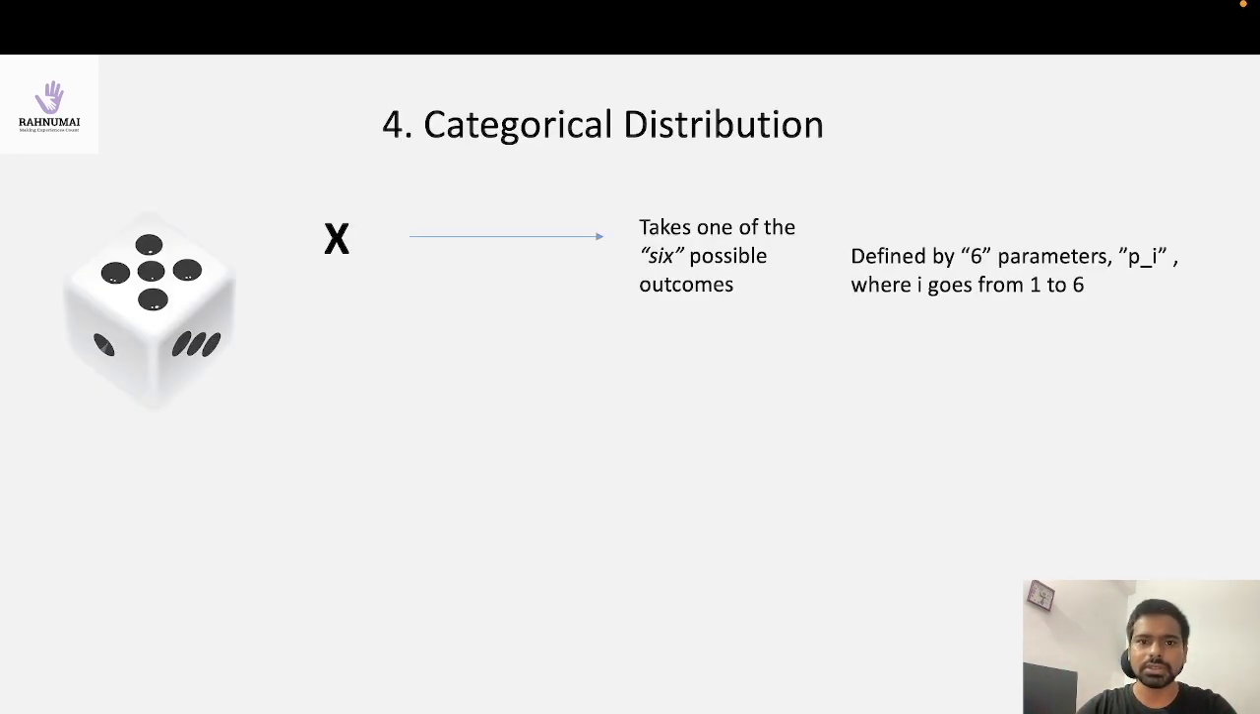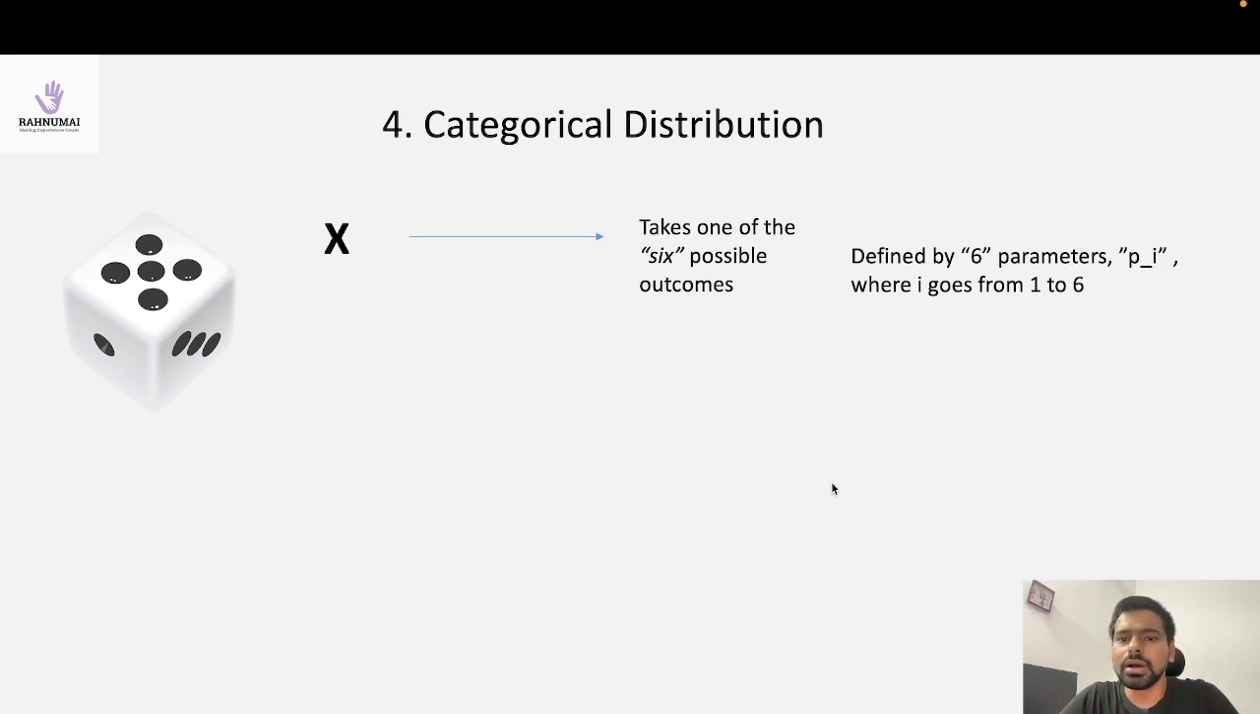So here comes the first distribution of this lecture, categorical distribution. This is one of the distributions you may already be knowing. It's just a roll of a die. The outcomes here are six possibilities, 1 to 6, and of course there are six parameters, that is the probability of each outcome. So there are six outcomes and six parameters.